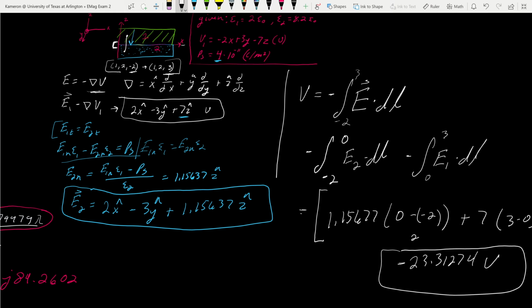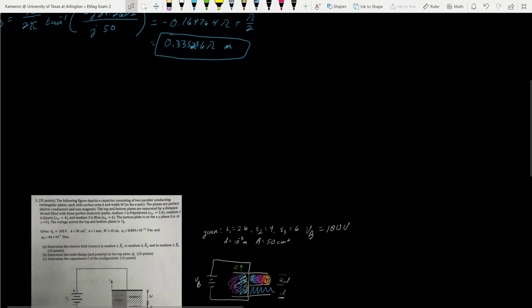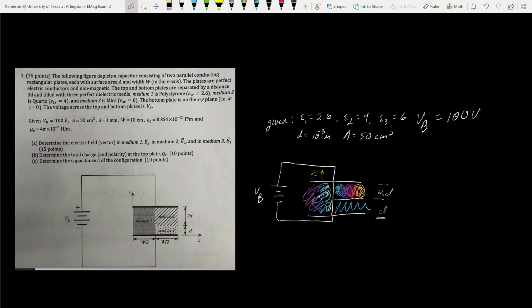So for the third question, I'm going to do this capacitor problem here. I kind of wrote out to the side what you're given. So in these questions that I've seen, he gives you pretty much all the electric permittivity constants. The only thing that really seems to change is the voltage. He's going to give you the voltage, or he may give you the electric field in one of the mediums, or maybe he'll give you the charge on the top plate, and you use equations to solve from there.